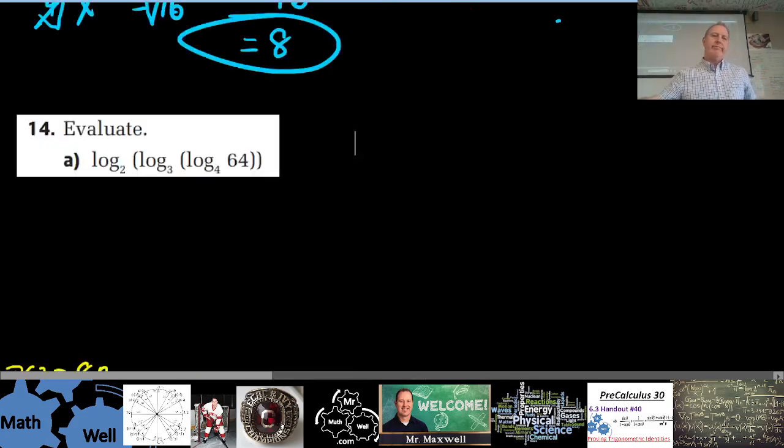Okay, 14A says evaluate this. So please just don't plug this into your calculator. This would be a no calculator question. You don't need a calculator for this one. So don't just type it in and say, there's my answer, I'm done. Try to understand it.